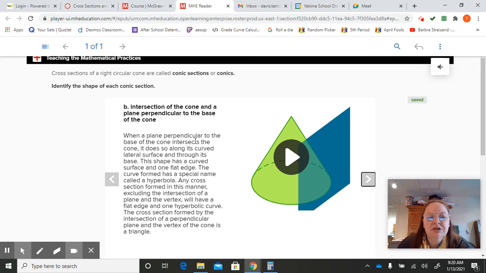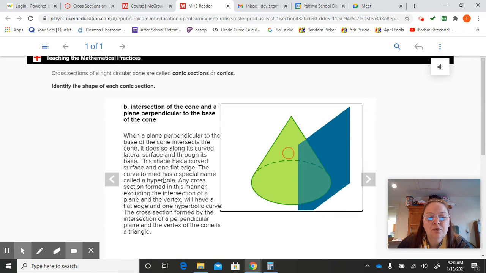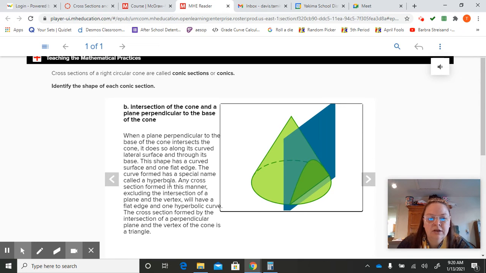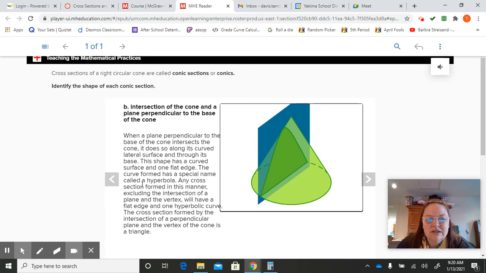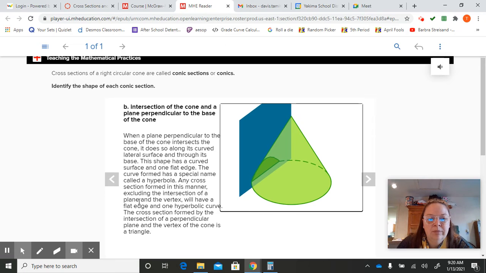When the plane perpendicular to the base of the cone intersects the cone, it does so along its curved lateral surface and through its base. This shape is a curved surface and one flat edge. The curve formed has a special name called a hyperbola. Any cross section formed in this manner, excluding the intersection of a plane and the vertex, will have a flat edge and one hyperbolic curve.